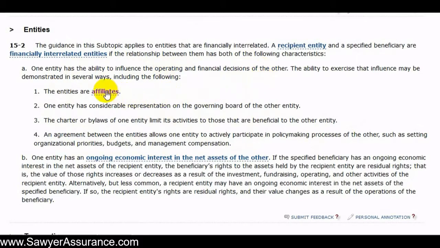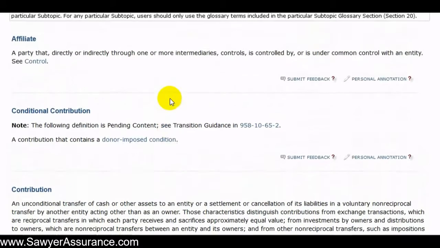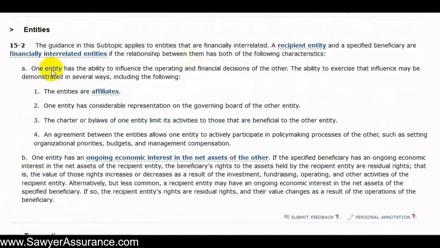of the other. First, before we go to this one, let's check the definition of an affiliate, just so we understand another way that they might qualify as interrelated entities. And so an affiliate is a party that directly or indirectly, through one or more intermediaries, is controlled by or is under common control with an entity. So this definition sort of follows along with the other ways that the entity has the ability to influence the operating and financial decisions of the other.